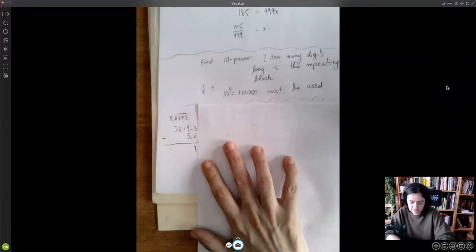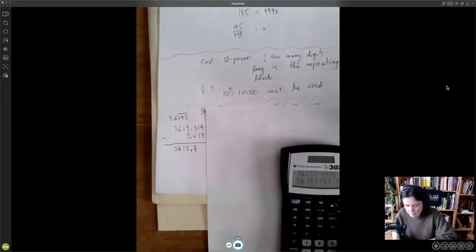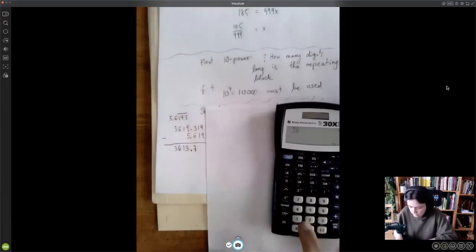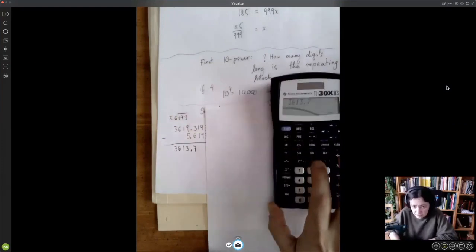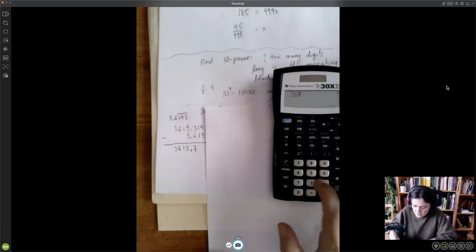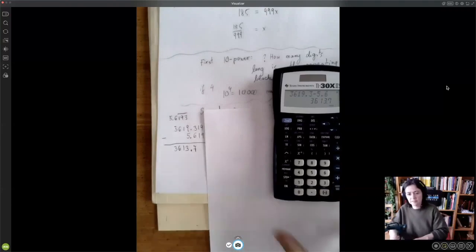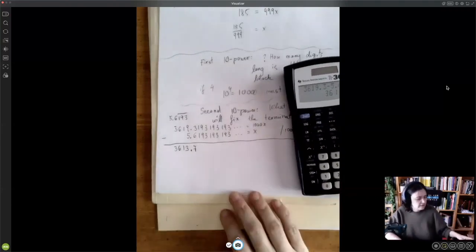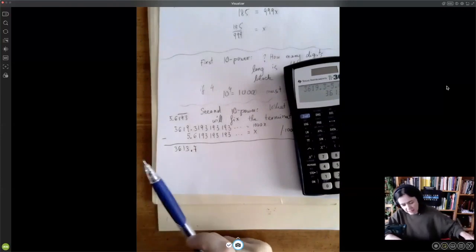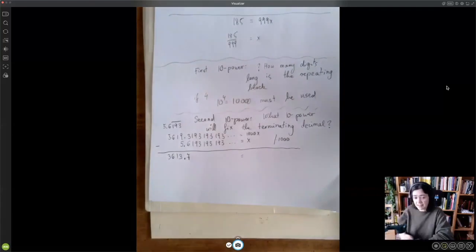13 minus 7, 9. On the other hand, don't trust me with numbers. So we have 3613.7. Oh, sorry. 3619.3 minus 5.6. Good. And the other side is what we get when we subtract 1x from 1000x, and that's 999x.